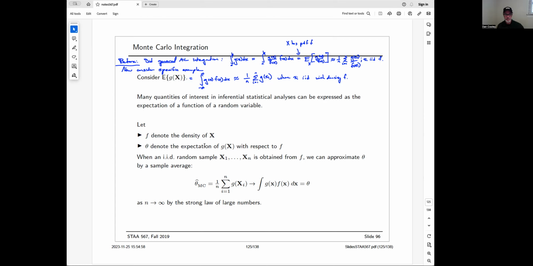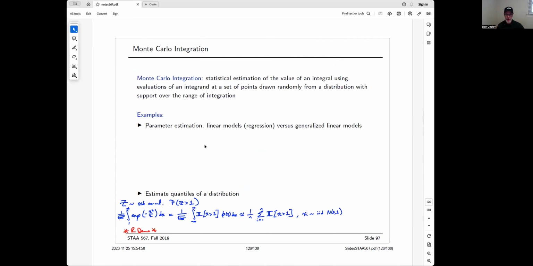So let me just look at a specific example. What we want to do is estimate the probability that a random normal is greater than 1. So picture the problem. You've got a standard normal curve. 1 is to the right of 0. We want to know the area under the curve to the right of 1. We know that that's going to be smaller than 1/2, but we don't know what it is.